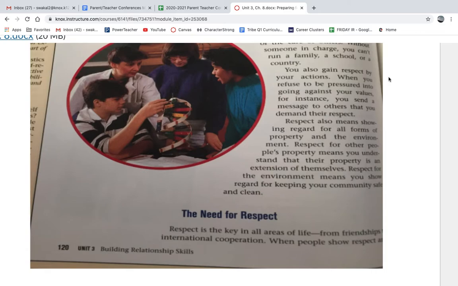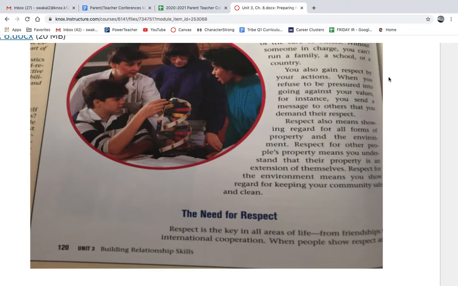Respect for other people's property means you understand that their property is an extension of themselves. Respect for the environment means you show regard for keeping your community safe and clean. So if you're going to McDonald's or Burger King, or you're going to the gas station and getting one of those big slurpy things, like icy things, I don't even know what they're called. I never drink those. But if you're going there and you throw it down on the ground and on someone's property, that's not respecting someone else's property. And more than likely, they've probably worked many years to own that property.